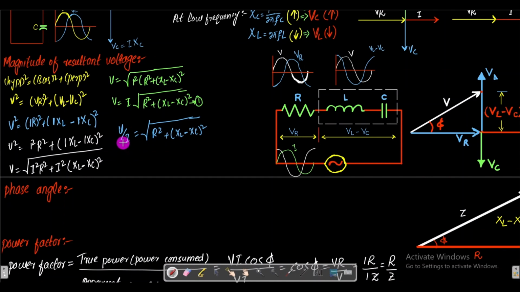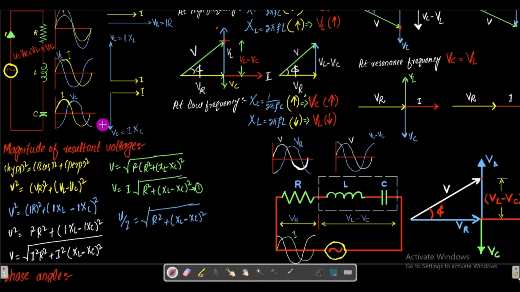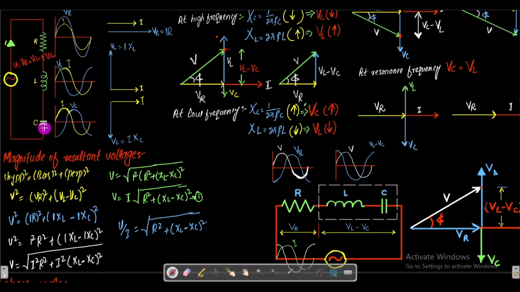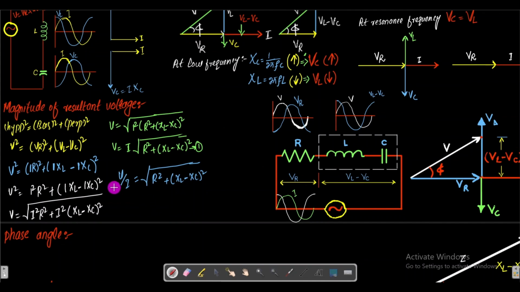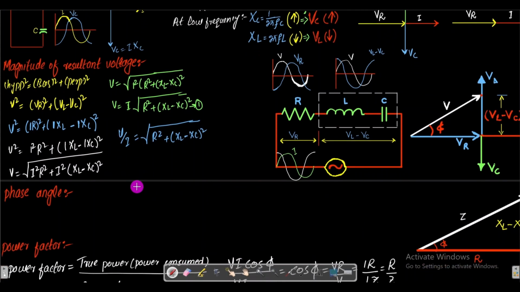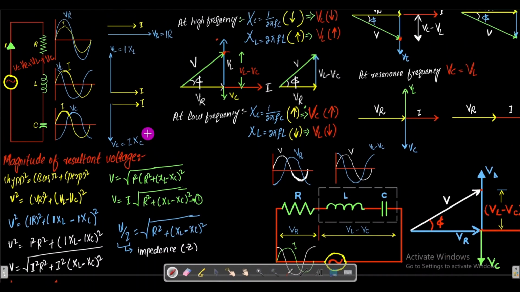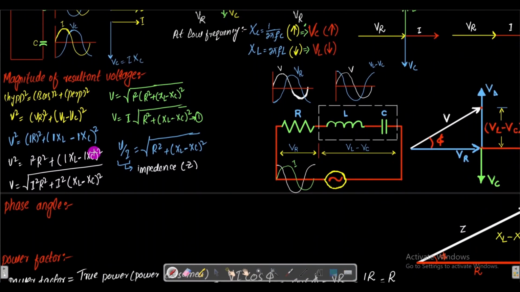Now this V by I is actually the resistance. But here we have three components: one is the resistor, the other one is the inductor, and the other one is the capacitor. So we call this resistance Z, the impedance, which is represented by Z. This Z is actually the total opposition to the flow of the charges in this RLC series AC circuit.